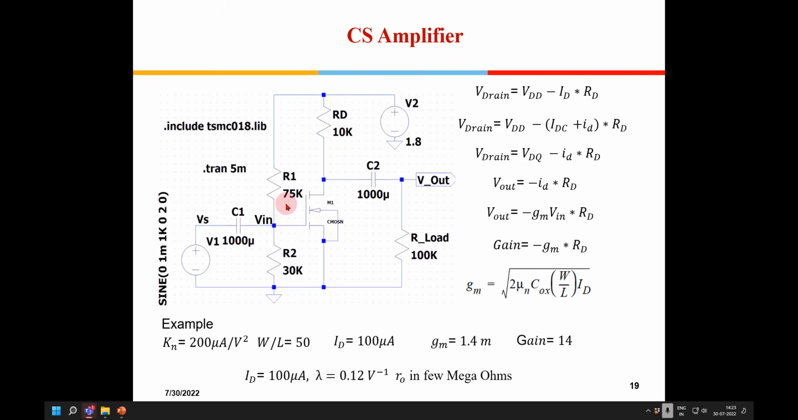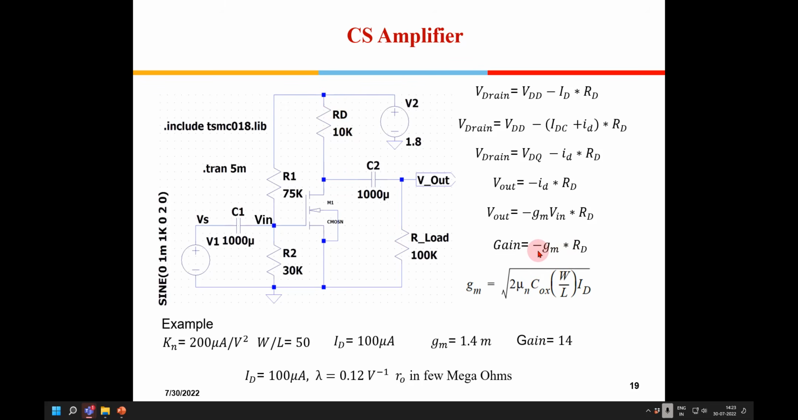If the input signal increases, more current will flow, and if the current is increasing, then there will be more IR drop out here, so this voltage will go down. If the input voltage is decreasing, the current will decrease and there will be lesser IR drop here, so this voltage will increase.